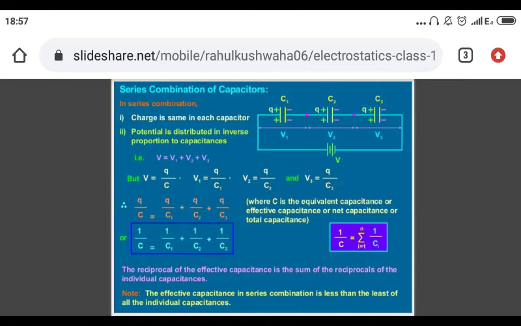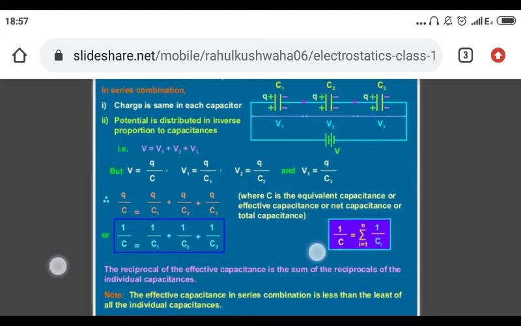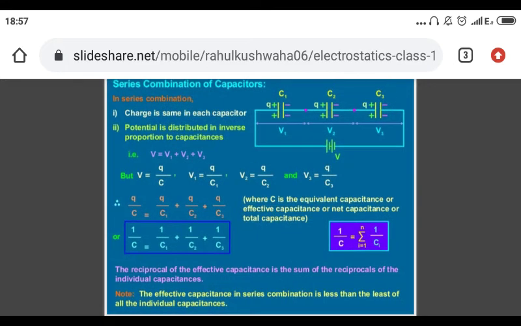I told you how capacitors are connected in series. Charge is the same in each capacitor. Even though the capacitance is different, all are connected through the same potential V battery, so all are charged equally. So V is equal to V1 plus V2 plus V3. And from the capacitance formula, V is simply Q upon C. So V1 will be Q upon C1, V2 is equal to Q upon C2. This is very simple. You can see yourself.